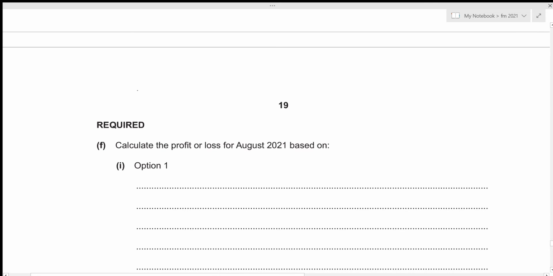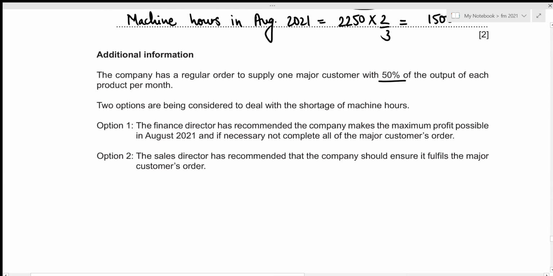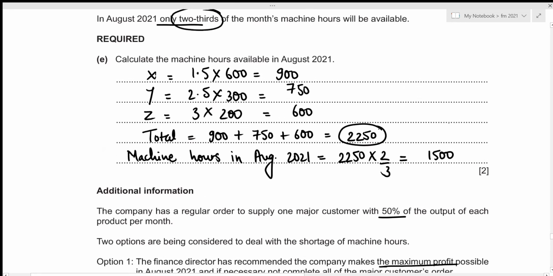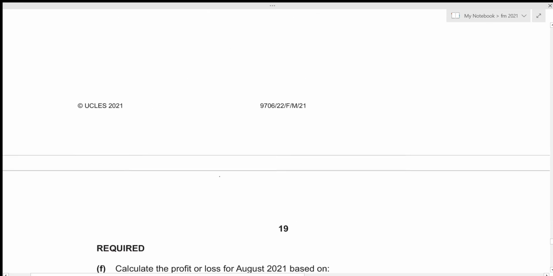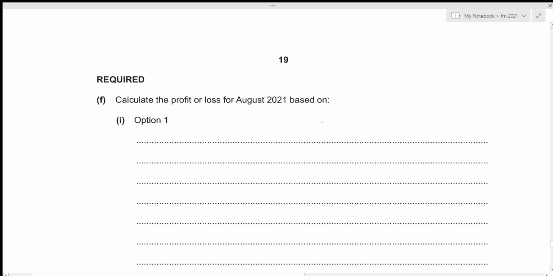For the first part of sixth question, we need to calculate the profit or loss for August 2021 based on option 1. And we know that for option 1, we are recommended to make the maximum profit, right? And we know that we have a scarce resource, which is our machine hour. So in order to determine where these machine hours should be allocated, we first need to determine our contribution per machine hour for each of the 3 products, right?